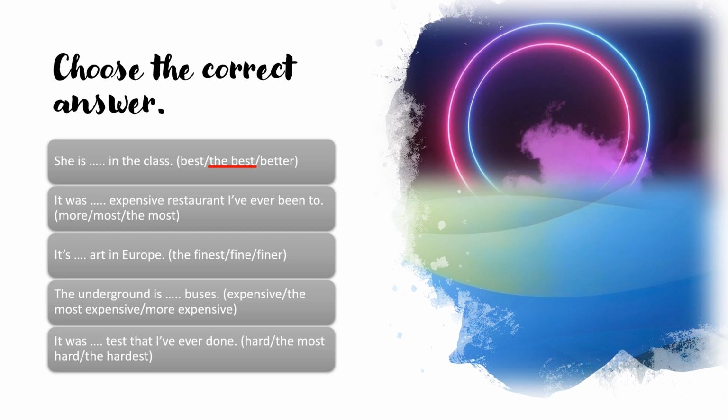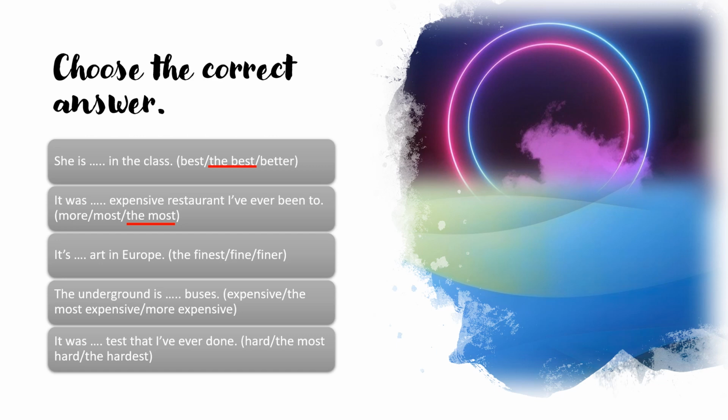Second sentence. It was, what is the answer? Expensive restaurant I have ever been to. The answer is the most. It was the most expensive restaurant I have ever been to.